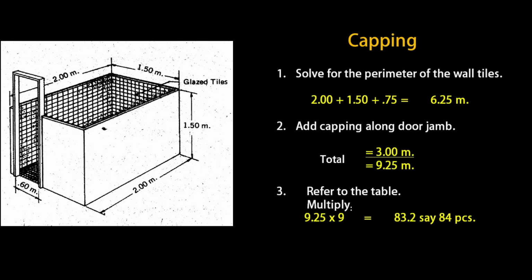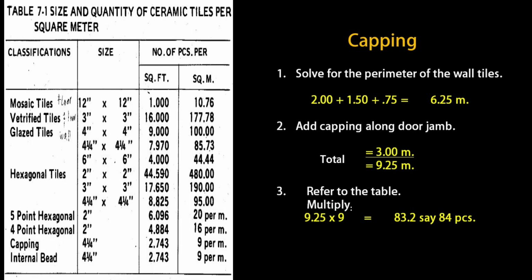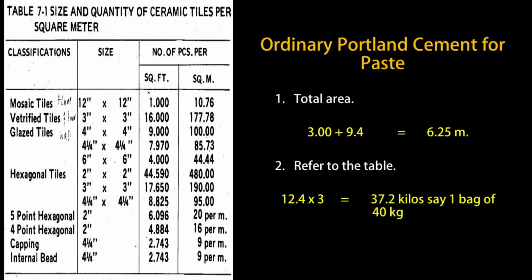In computing for the quantity of the capping, solve for the perimeter of the wall tiles. That would give us 6.25 meters. Then, add the capping along the door jamb, which gives a total of 9.25 meters. And then refer to the table and multiply 9.25 by 9. It would give us 83.2, or say 84 pieces.